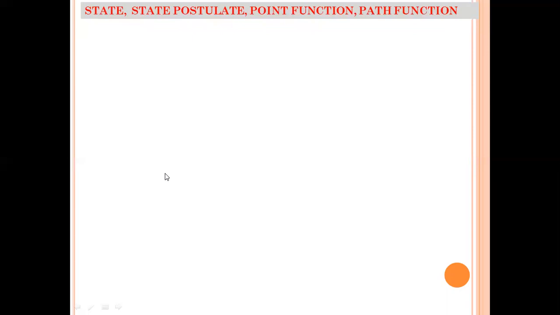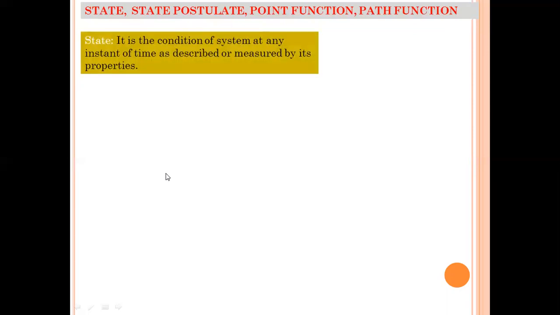State postulate, point function and path function. So let us first define the state. It is the condition of a system at any instant of time as described or measured by its properties. We can define the state of the system by different properties, right?